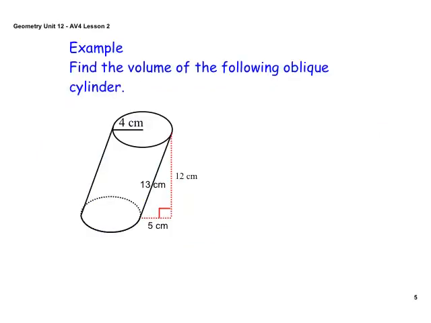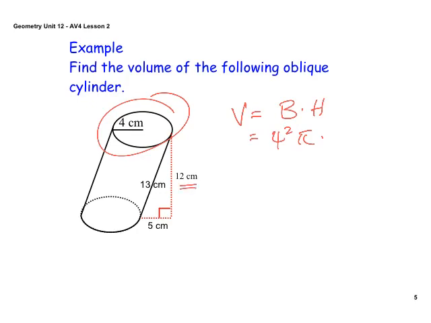So now if we're going to find the volume of this oblique cylinder, we start with our basic formula. Volume equals area of the base times the height of the object. Once we have that, we need to find the area of our base shape, which is a circle. So we have 4 squared pi is the area of our circle. And then we need to multiply times the height of the object. And in this case, our height is the vertical distance between the two bases of 12. And it is not the slant height of 13.